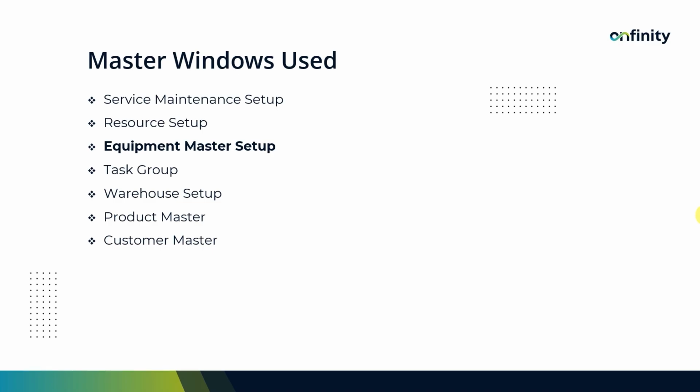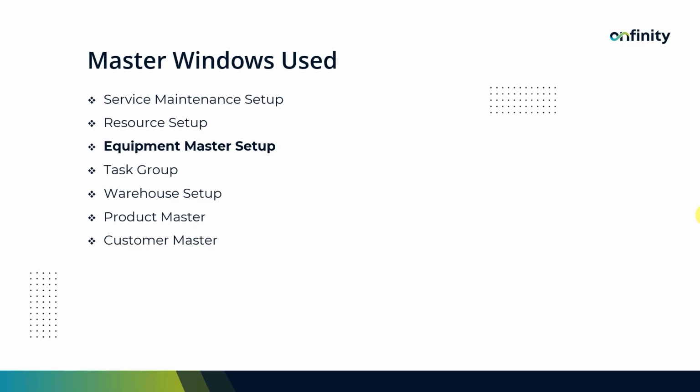We have covered the service maintenance setup, which includes various masters like maintenance group, closed code, problem, and counter. Then we have also covered the 4 different masters in the resource setup. We will cover the equipment master setup. After that, there will be a task group, a warehouse setup, a product master, and a customer master.